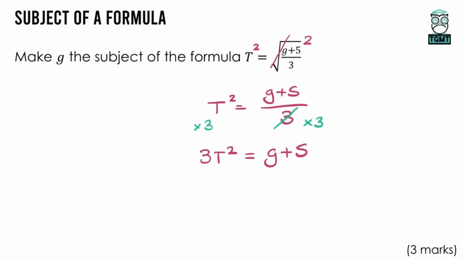There's now only one step left, and that is to get rid of that 5, so that g is the subject. To get rid of a plus 5, we will minus 5, and when we minus 5 from the left hand side, we have 3t squared, then take away 5, and that is equal to g. And again, if you have g equals on your dotted line, you would just write 3t squared minus 5, or you can write it either way round: 3t squared minus 5 equals g, or g equals 3t squared minus 5.